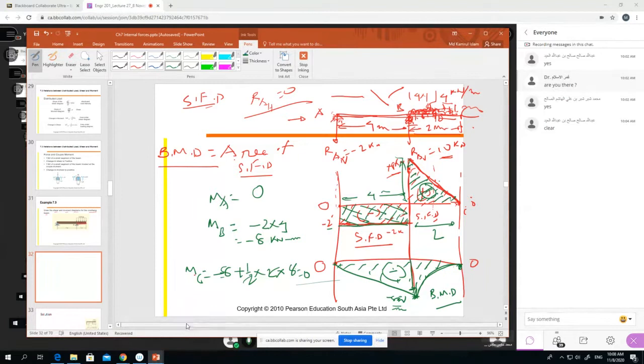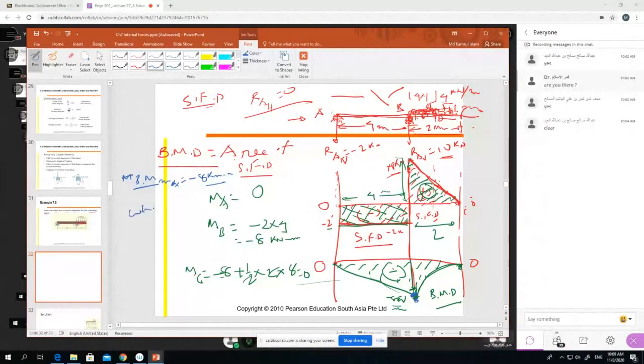Now one thing you notice: the bending moment diagram is maximum at this point, at point B. At point B the bending moment is maximum. What is the maximum value of the bending moment? The maximum bending moment is minus 8 kilonewton meter.